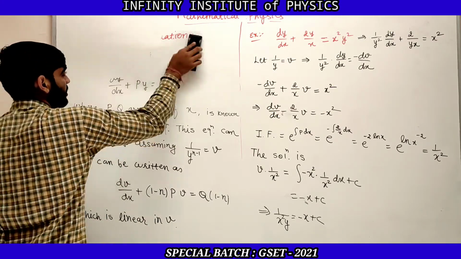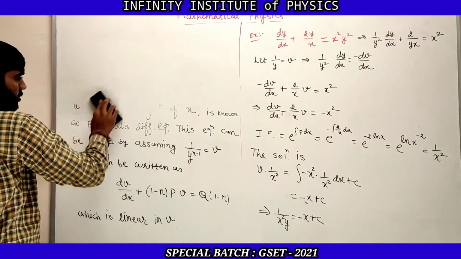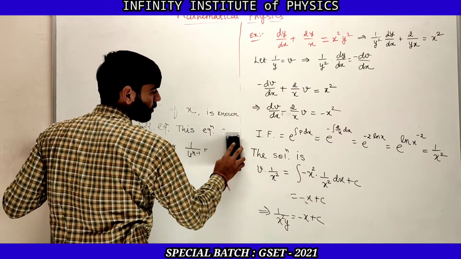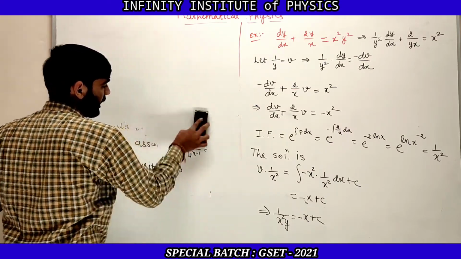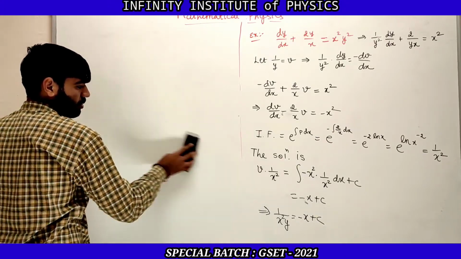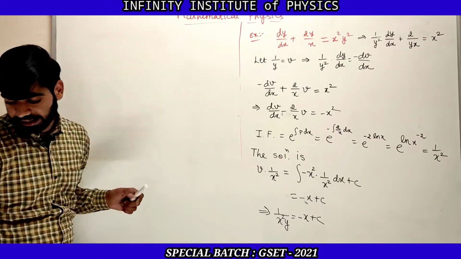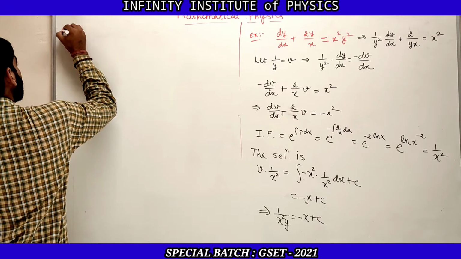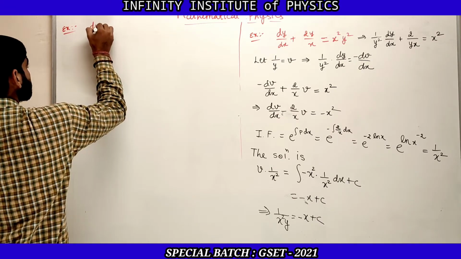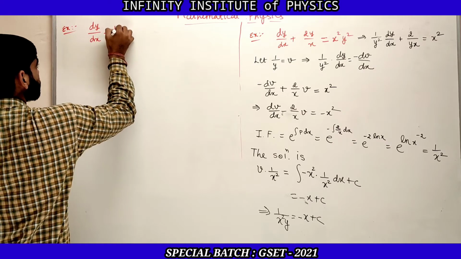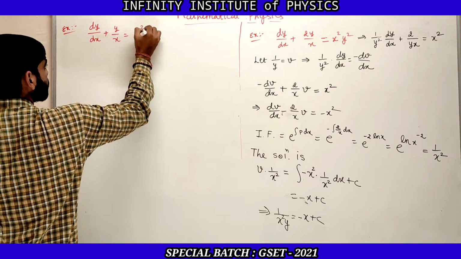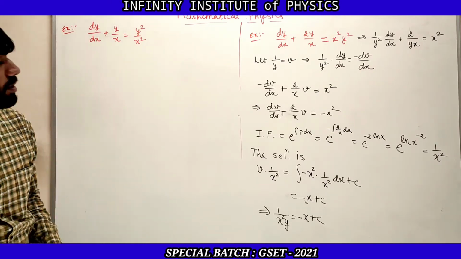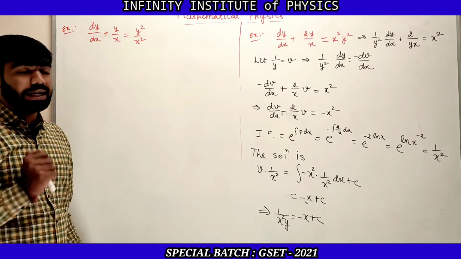Let us take one more example. dy by dx plus y by x is equal to y square by x square.